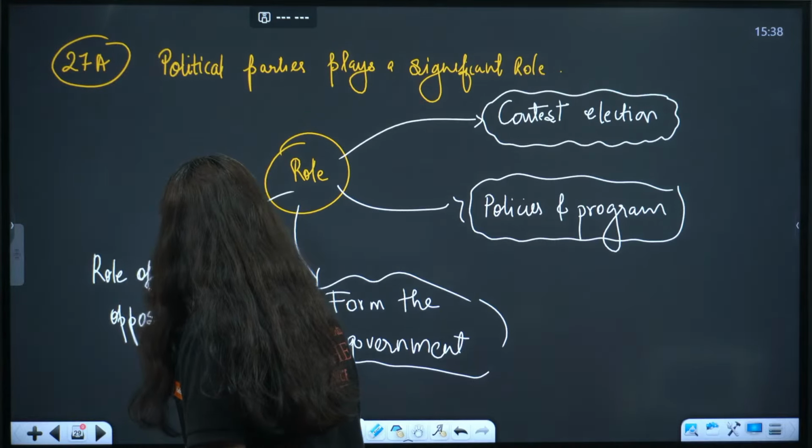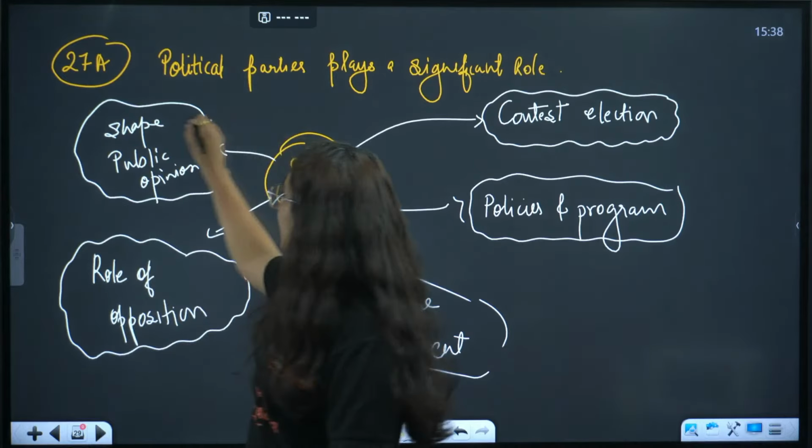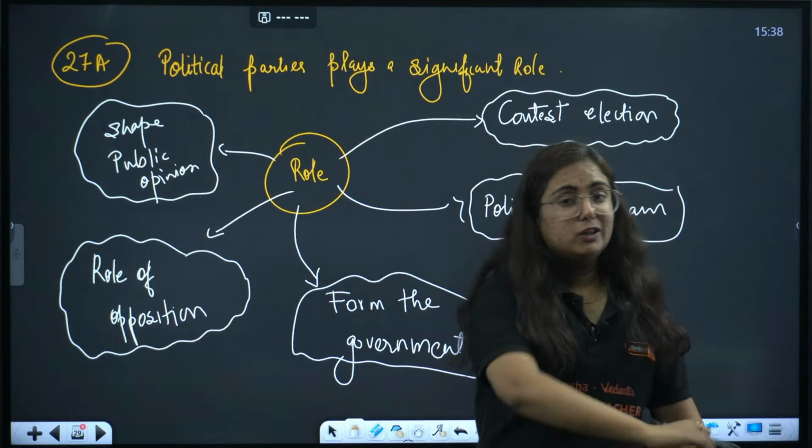And the last most important thing, the role of political party is to shape public opinion. What? Public opinion. We have several demands day by day. We will not directly go to the parliament every day. Rather, we will ask our representative: this is our demand, fulfill it. Otherwise, next time we will not vote for you. Is that what is happening? Yes.